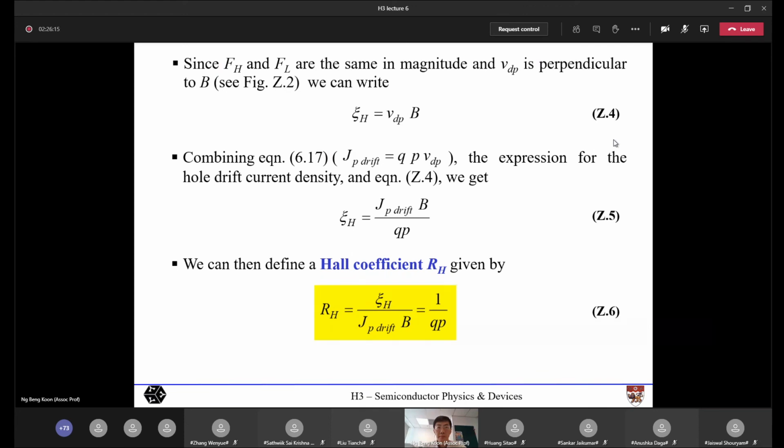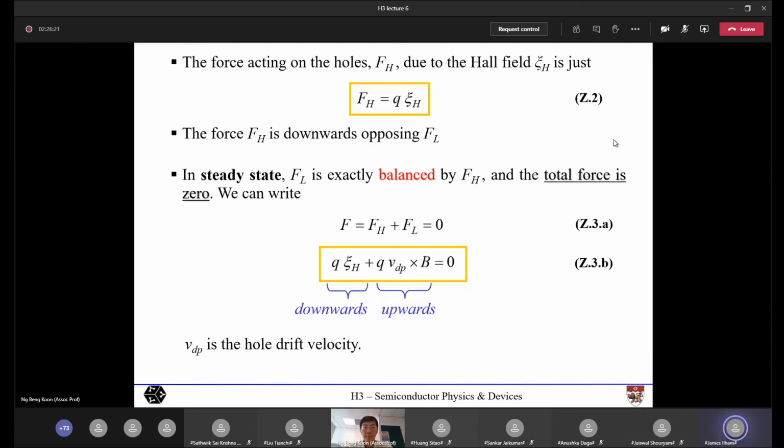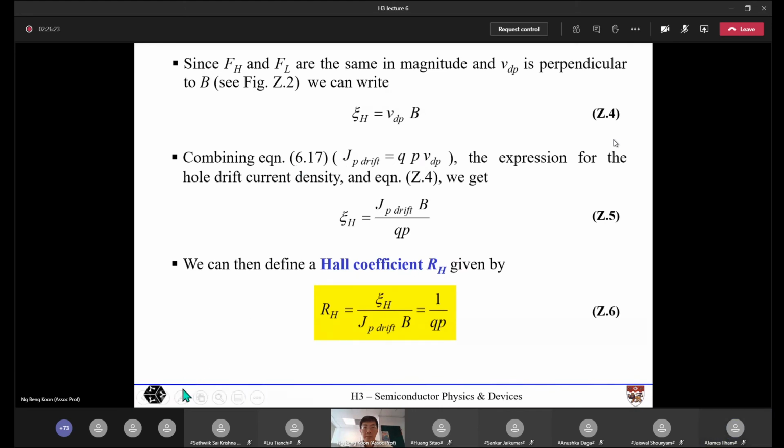Can you explain how you get JP drift from the experiment itself? Oh, from the experiment? Okay. So what is JP drift? If you think about it, the drift current density, as the name implies, is the current density. So I need to know the drift hole current divided by the area.